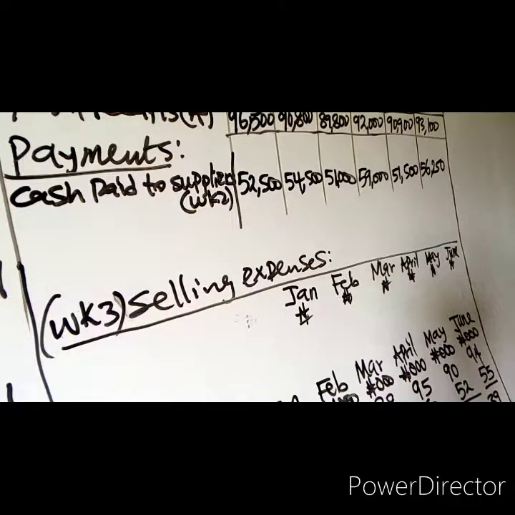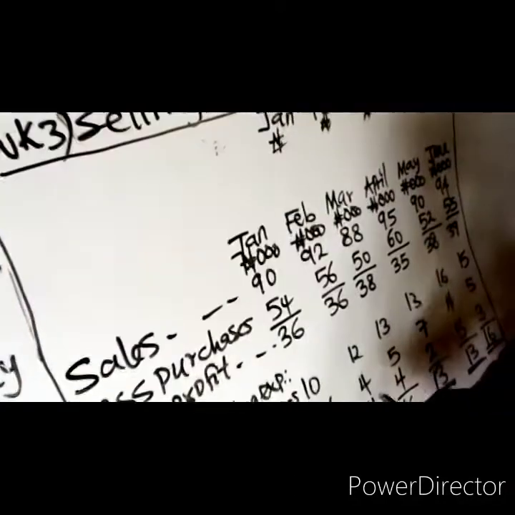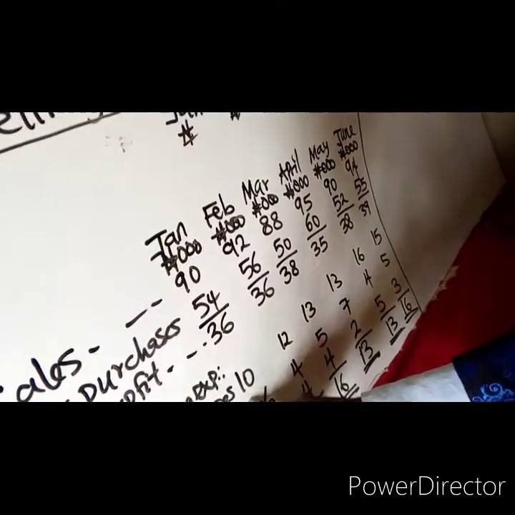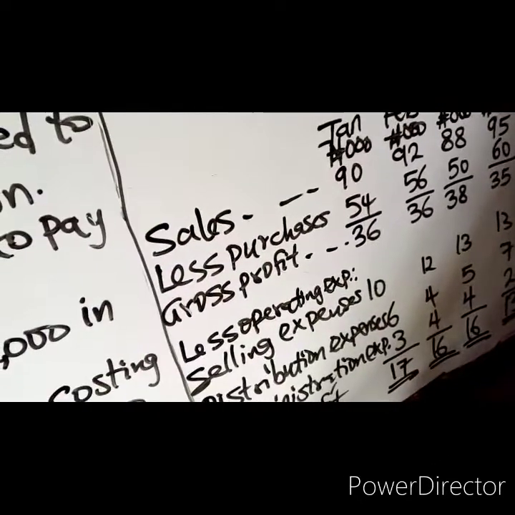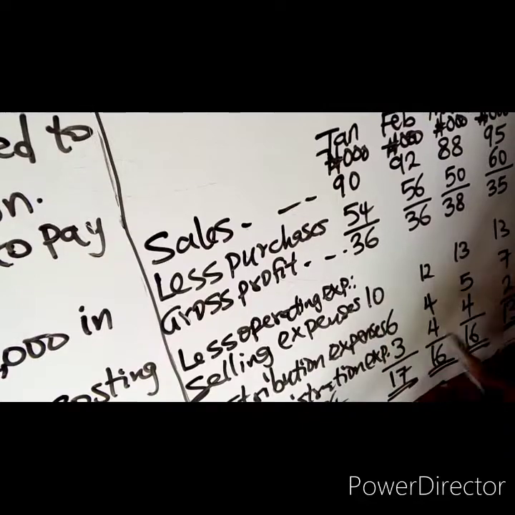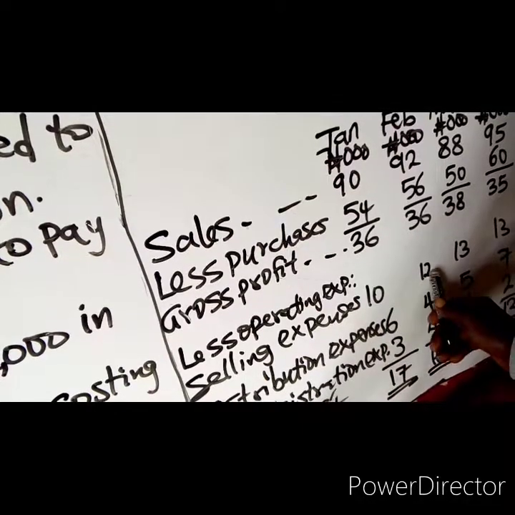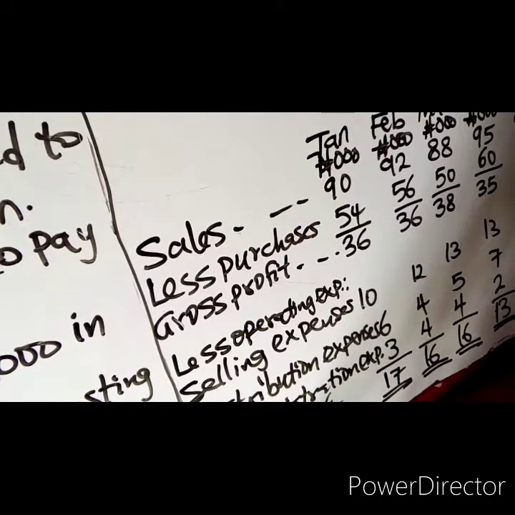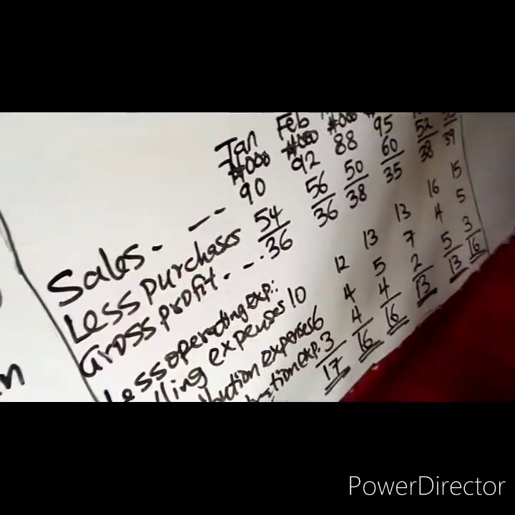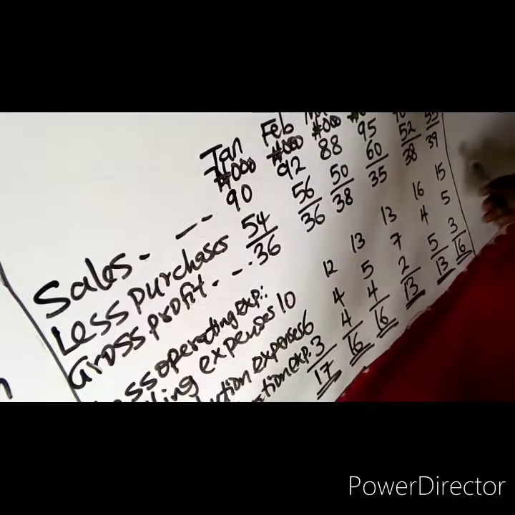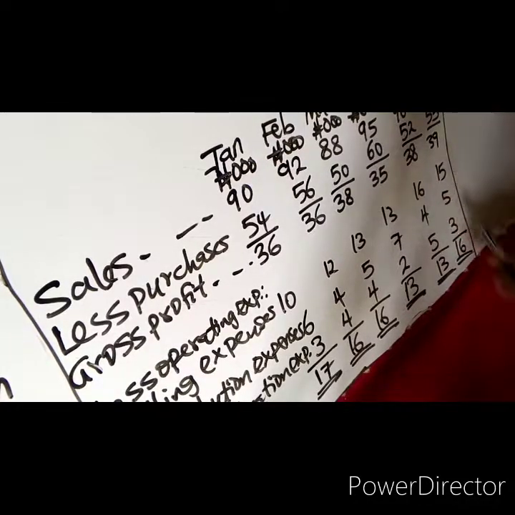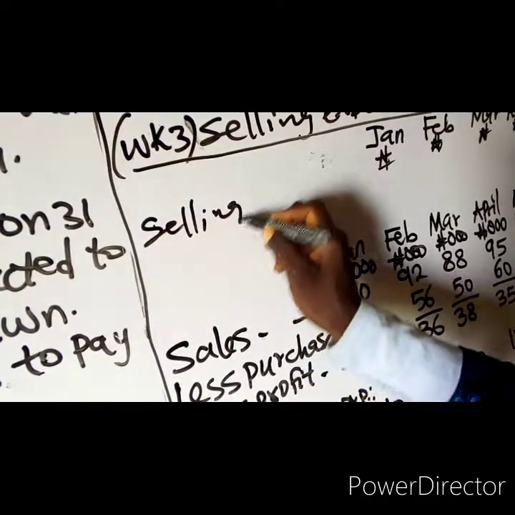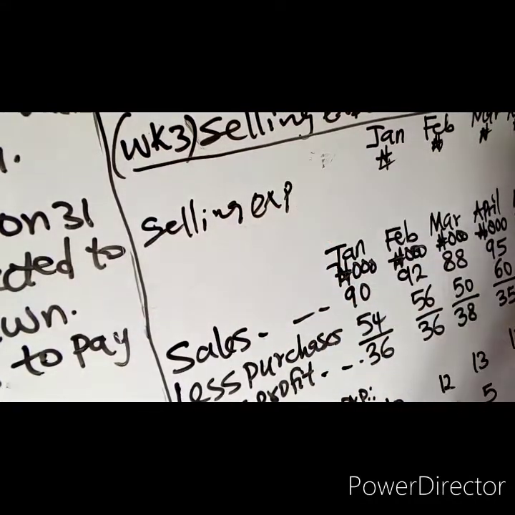Now, the selling expenses as per the budgeted statement of profit or loss is 10,000, 12,000, 13,000, 13,000, 16,000, and 15,000. We have selling expenses as per the statement of profit or loss.